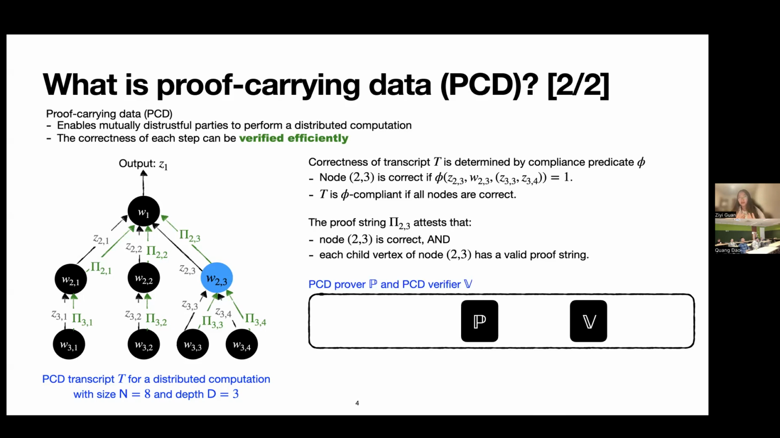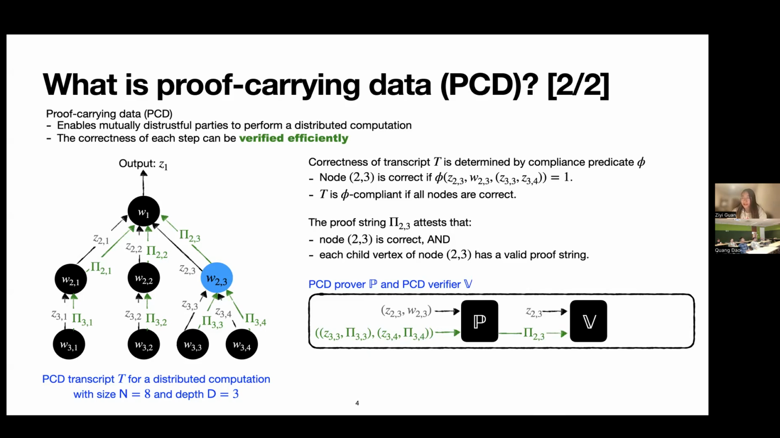So now we are able to formally define the interface of a PCD, which is a proof system. It contains two algorithms, the prover and the verifier. Remember that the prover and the verifier's goal is to prove or verify the computation at each step of this distributed computation shown on the left of this slide. So the prover is going to take the instance and the witness associated to the node, and also the incoming instances and proofs from its child vertices. And then it's going to give me pi 2,3, which contains the proof message that is above it.